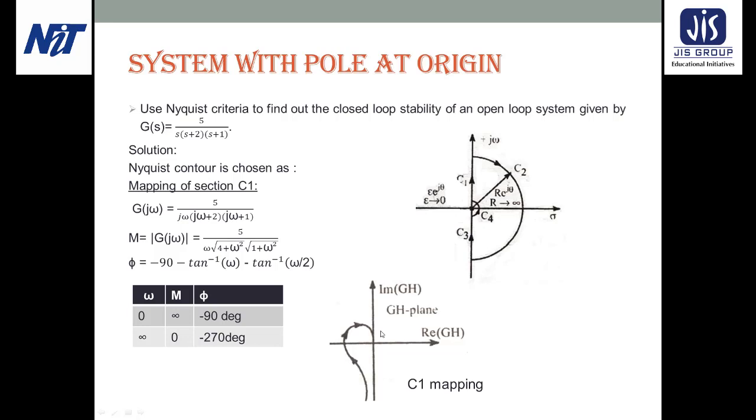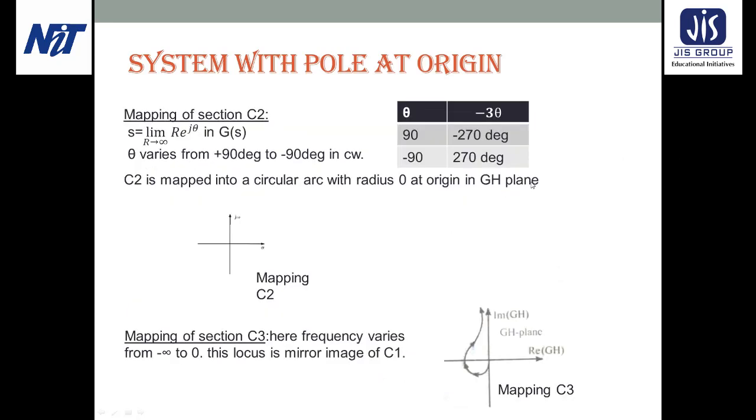And next we will plot the C2 section. So for C2, here r e to the power j theta, and r is infinite, because the C2 section is a semicircular arc with infinite radius and theta is varying from plus 90 to minus 90. Now if we put this value instead of s, then we will get G of s equal to, the magnitude is 0 and e to the power minus 3j theta. That's why I am calculating here minus 3 theta.